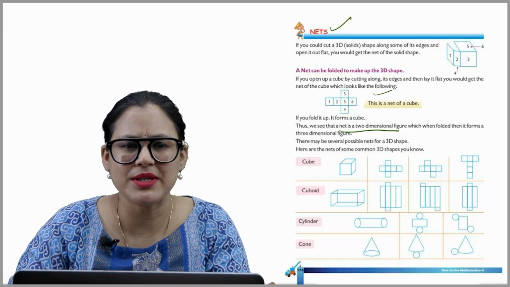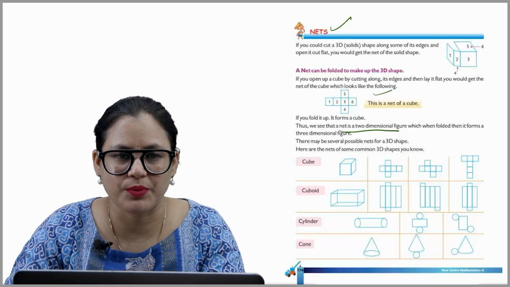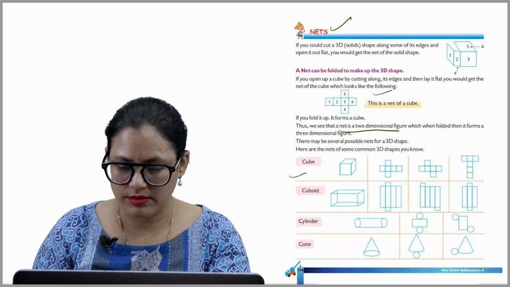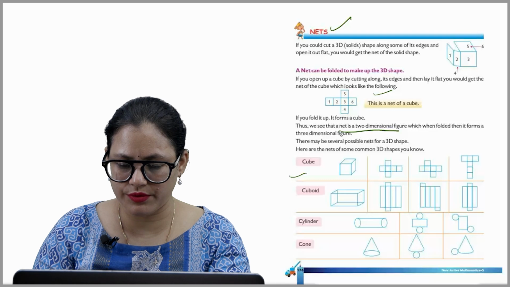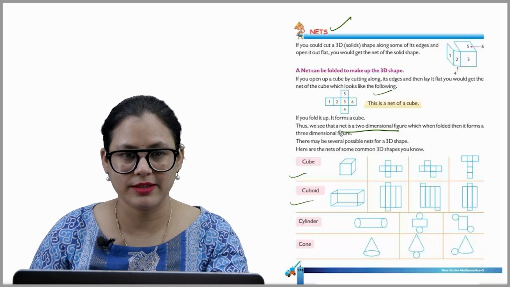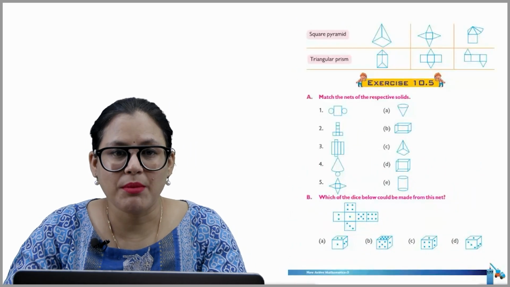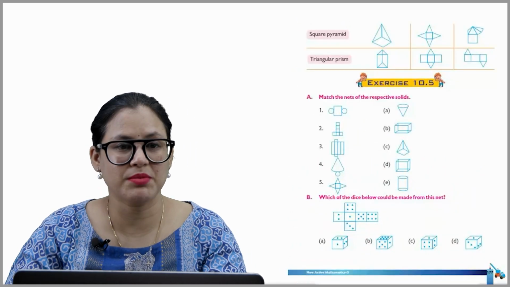Right? There may be several possible nets for a 3D shape. Here are the nets of some common 3D shapes you know. See, cube. These are the nets of cube and cuboid, cylinder, cone, right? Square pyramid, triangular prism, right?